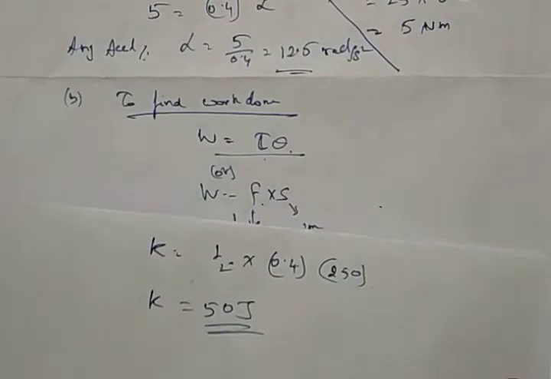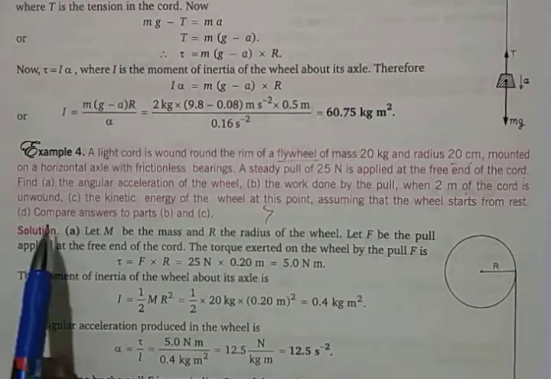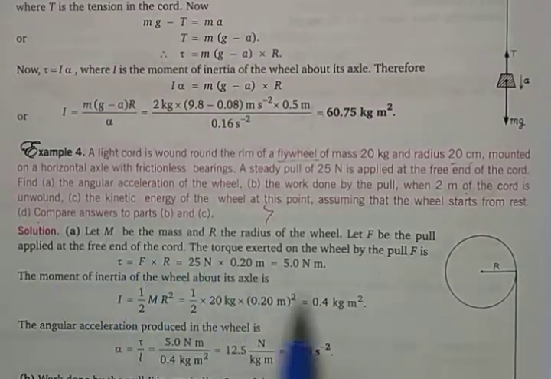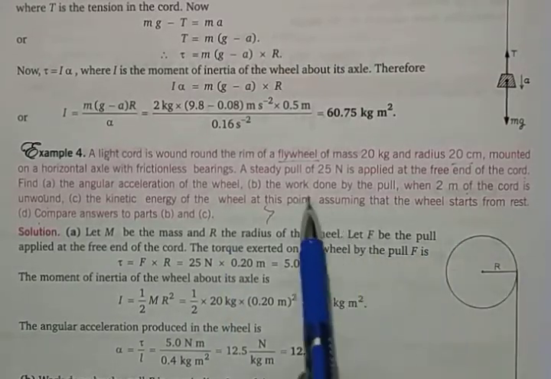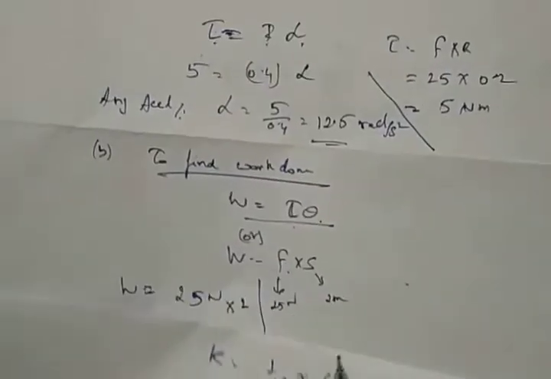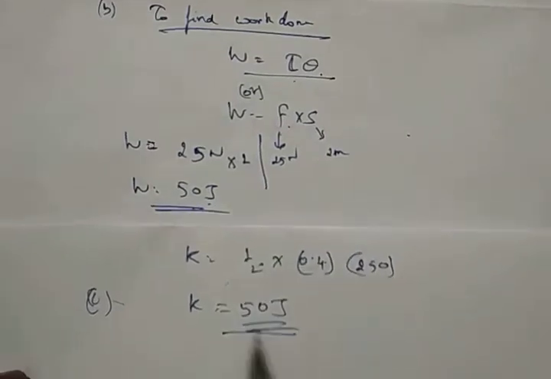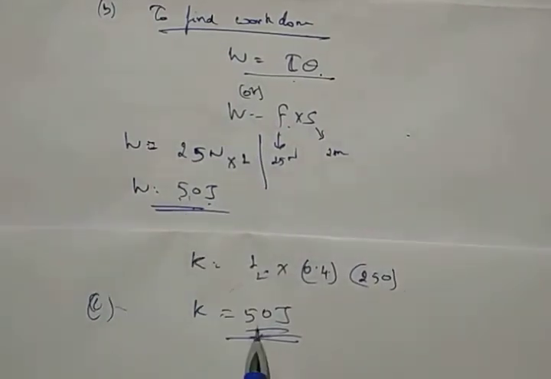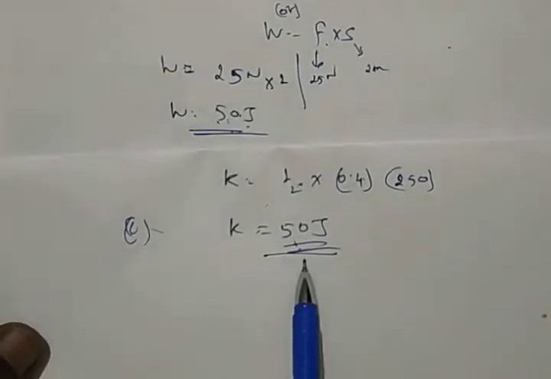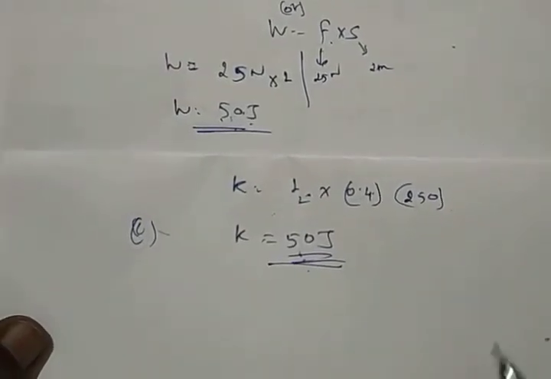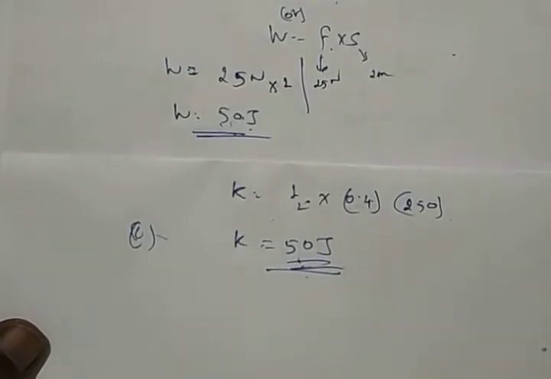Now it is asked here, compare the answers of B and C. What is the B part answer? The work done to pull the 2 meter cord; we already saw the B part answer was 50 joules. What is the C part answer? The C part answer is also 50 joules. So compare B and C. Why is it the same? The entire work done is converted into kinetic energy, according to the work energy theorem.